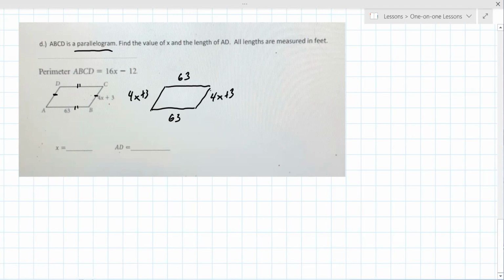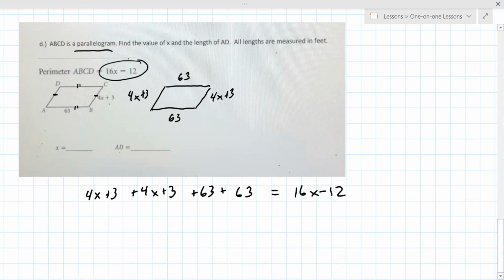If we add all of these up, so that's 4x plus 3 plus 4x plus 3 plus 63 plus 63, that equals 16x minus 12. So it's like they're telling you that the whole thing is that, but these other things, the sides themselves, also add up to that. Give that a try, please, and see what you get for that.